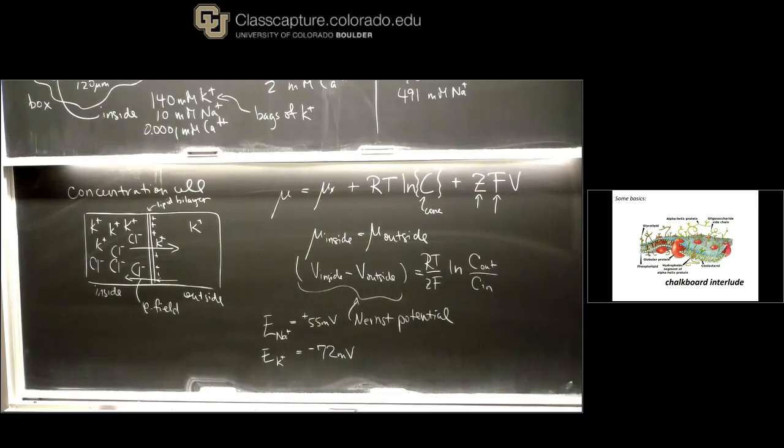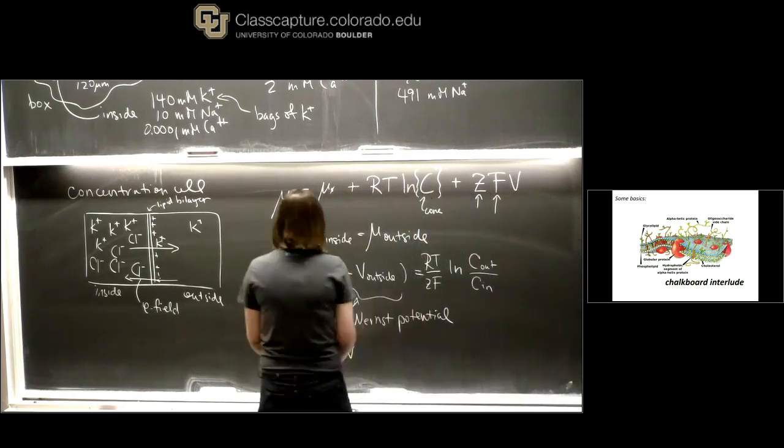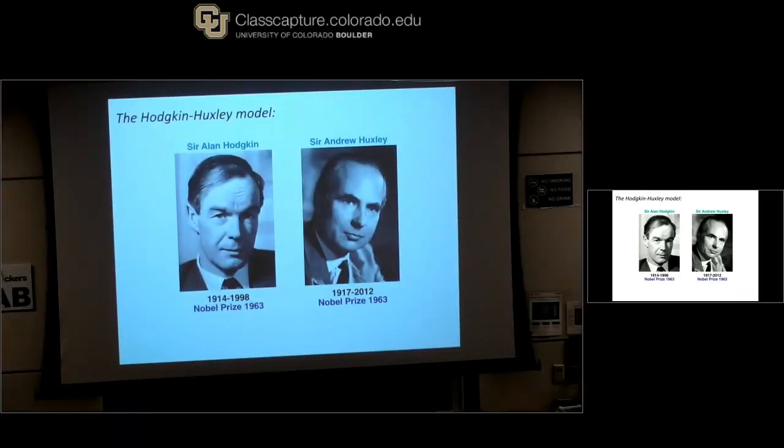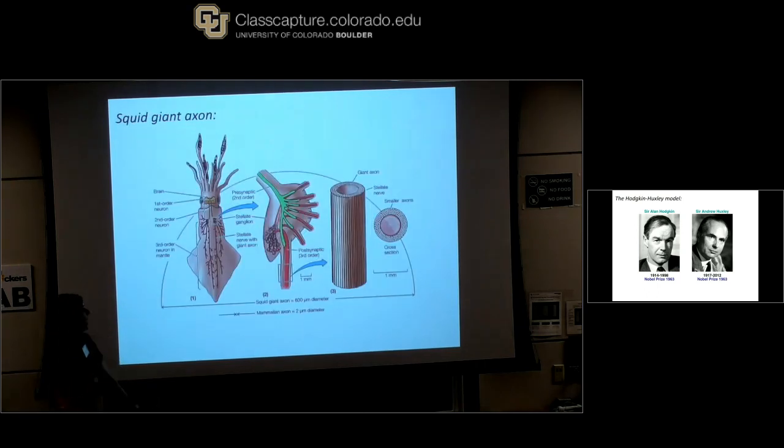And in a voltage-dependent fashion, then those sodium channels are going to close, potassium channels are going to open, we're going to have potassium rushing out, and we're going to get these excitable dynamics that were first given a really quantitative description by these two chaps. This is Hodgkin and this is Huxley. They worked together. They got the Nobel Prize in 1963 for work they did in the 40s and 50s. They worked together in Plymouth, England, and they worked on the squid giant axon.